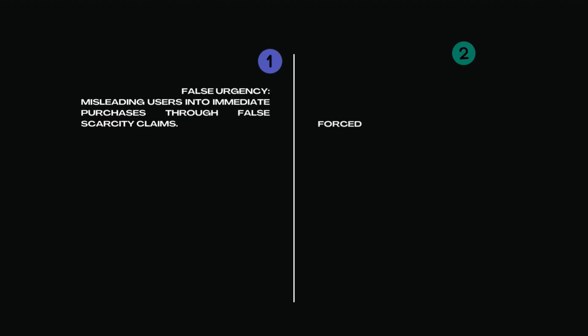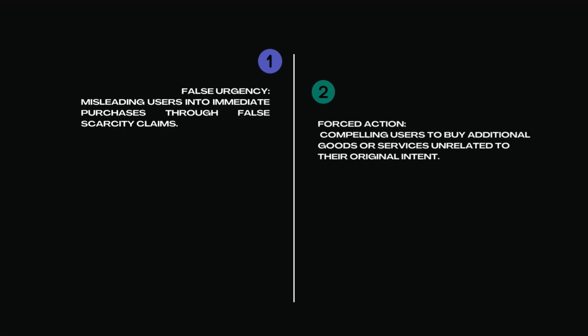The top 10 types of important dark patterns that our extension can identify are false urgency. Ever seen a countdown timer screaming only 2 left in stock? That's false urgency, trying to pressure you into a quick buy that might not be necessary. Next one is forced action. Want that new game? You might also have to force buy additional in-game currency, bundling unwanted items with your desired purchase.